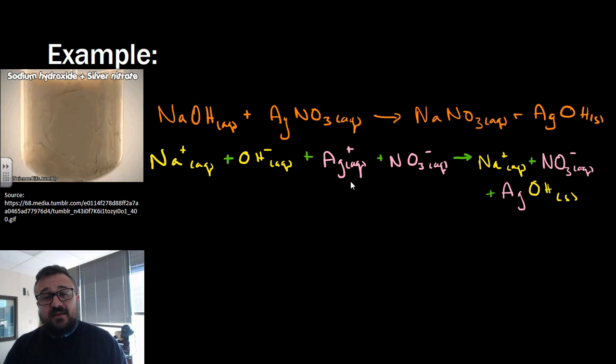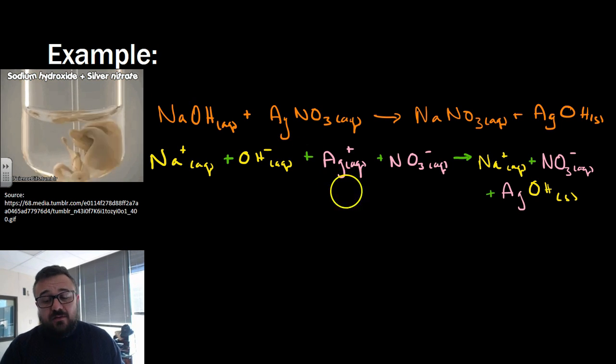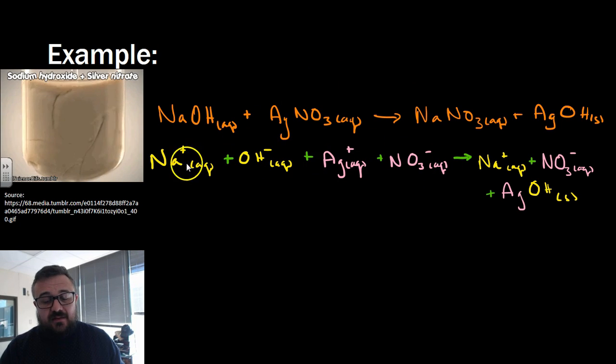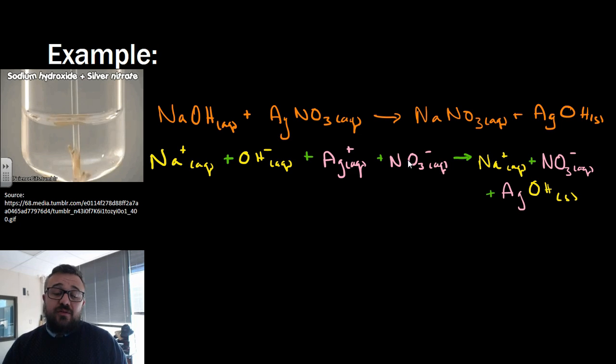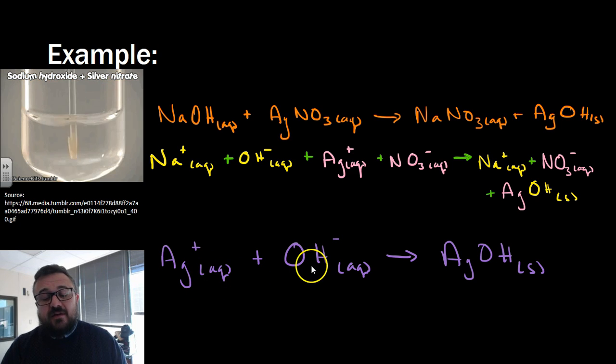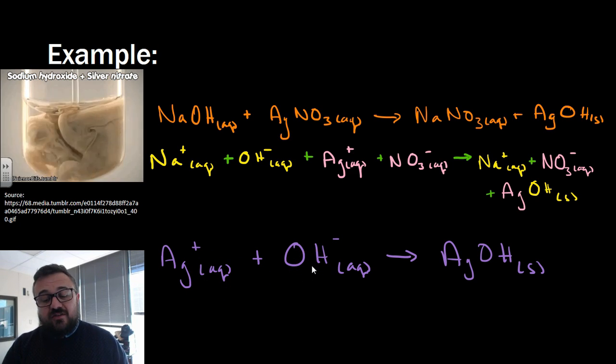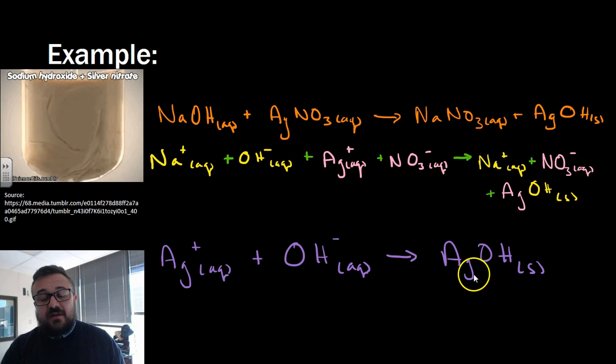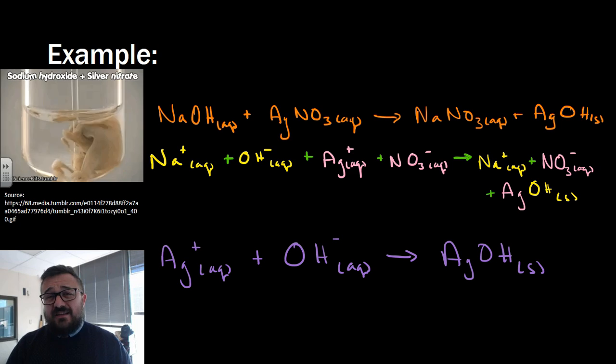Now, that's a total ionic equation. What we can see is that the sodium and the nitrate here are spectator ions. So if we want to write a net ionic equation, it would look like this: silver ion, aqueous, plus hydroxide ion, aqueous, gives us silver hydroxide. Hope that made a lot of sense.